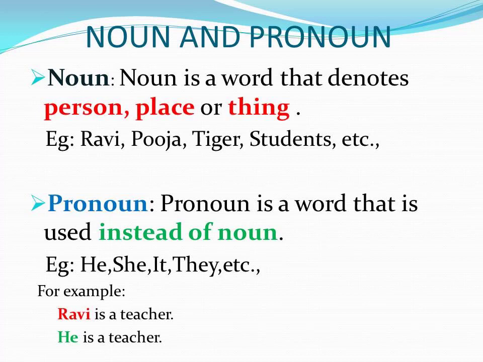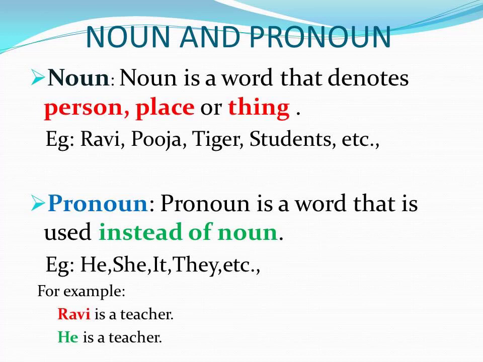Here we have some examples in sentences. Ravi is a teacher. In this sentence, Ravi is a noun. And then another sentence, he is a teacher. Here, he is a pronoun. It is used instead of Ravi. Now you can understand what is noun and pronoun.